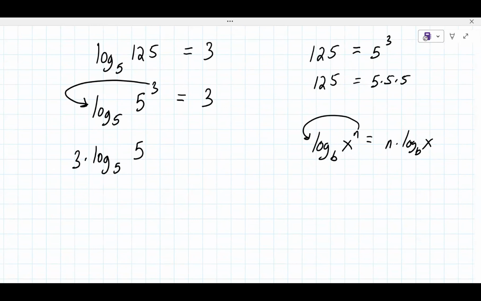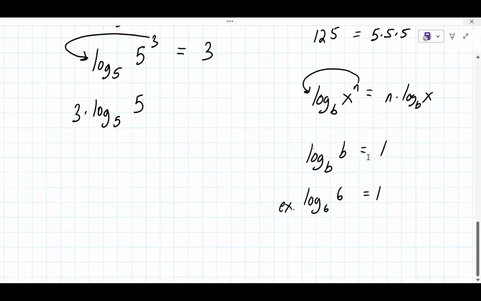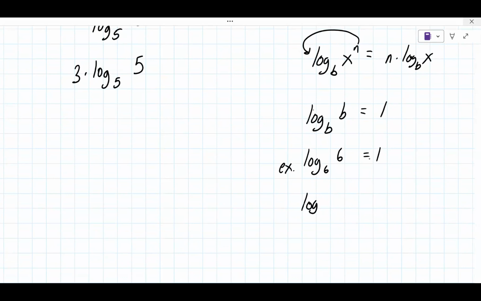Now from here, it's that other property, which is that log base b of b equals 1. So when your base is the same as the thing you're taking the log of, it equals 1. And we wrote some examples. I'll write a few more here. Log base 6 of 6 equals 1. Log base 500 of 500 equals 1. So when these two numbers are the same, it equals 1. 3 times 1 is 3.